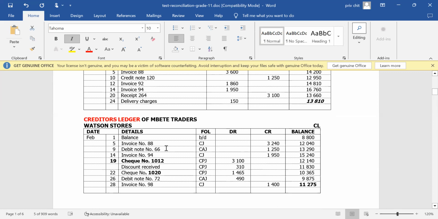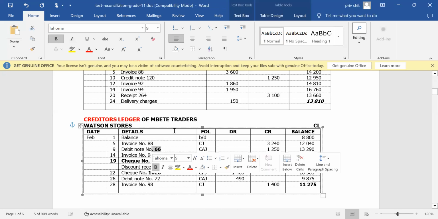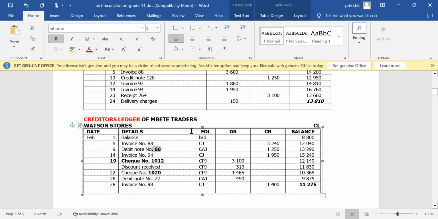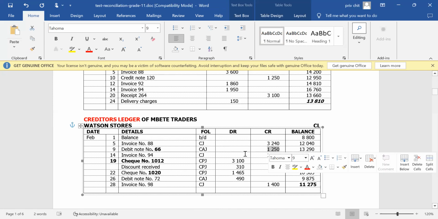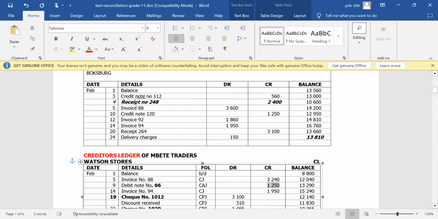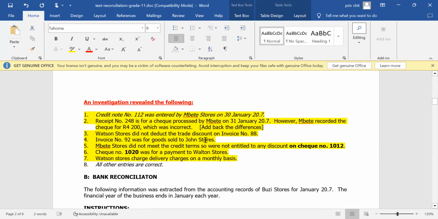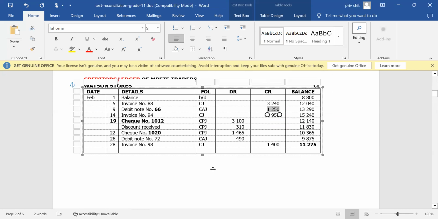Debit note number 66. Do we have it there? No. We returned goods, right? Yes. Okay, let me see. We're supposed to have received a credit note. But it's not there, right? So we are supposed to do something about that.